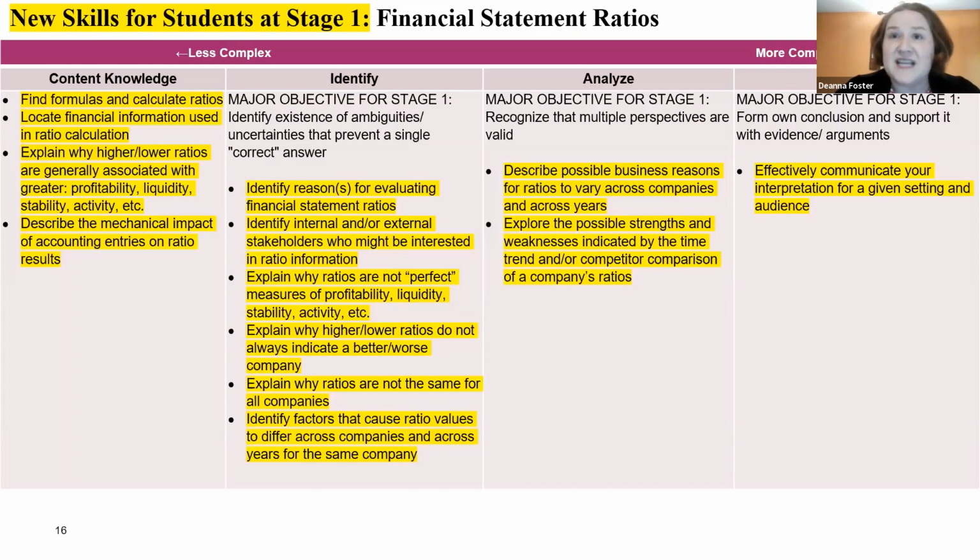In terms of identify, to summarize this, students need to know why we're using ratios, and the external stakeholders that use them, and why ratios may not be a perfect metric to actually use. So think of that accounts receivable example that we used at the very end of the problem. And in terms of analyze, I want students to describe why ratios vary across companies and why ratios vary between competitors. And then lastly, conclude. So students then have to effectively communicate this to me in writing.